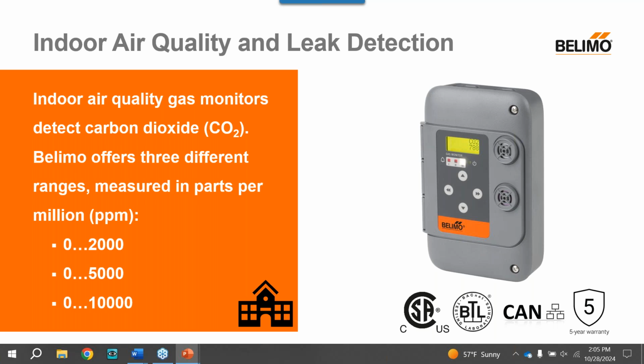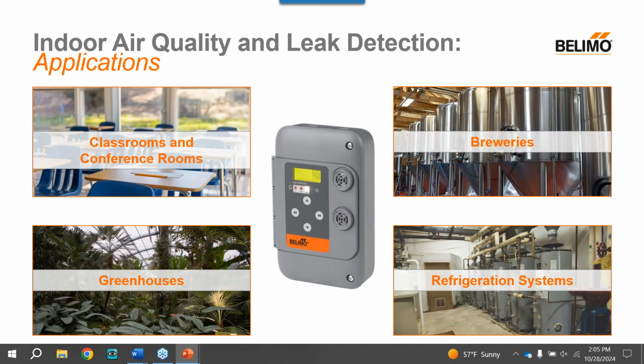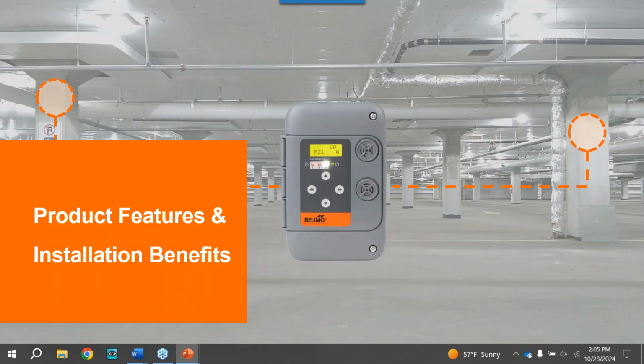all measured in ppm. 0 to 2,000 is considered air quality, so spaces where people live and work. And 0 to 5,000 or 0 to 10,000 are considered leak detection, so places where people aren't typically present but where high levels of CO2 could occur. Some common applications include classrooms, conference rooms, and warehouses for 0 to 2,000 ppm, whereas 0 to 5,000 or 10,000 applications include breweries, so during fermentation, greenhouses, and CO2 refrigeration systems.